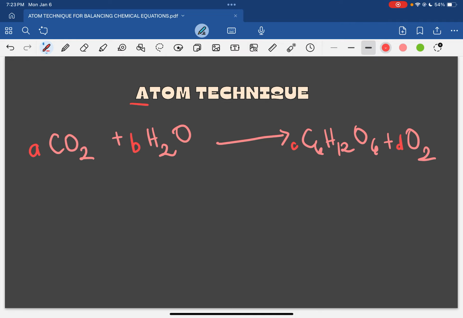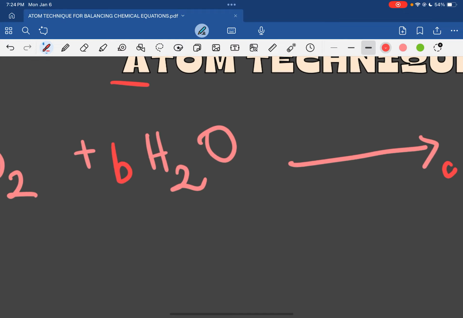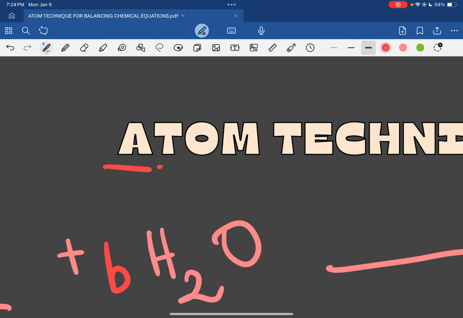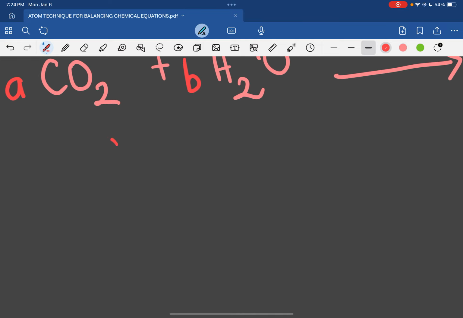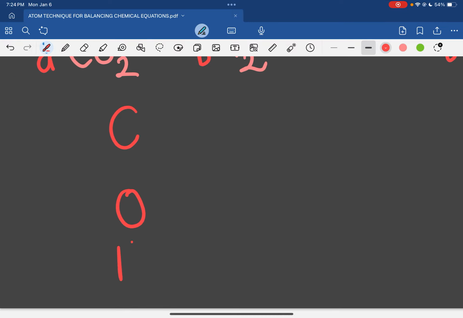After putting some literal coefficients or some variables before each substance, we have to translate them. Second step is translate them into equations. We're going to enumerate once again the different elements involved in this reaction. We have carbon, oxygen, and hydrogen.